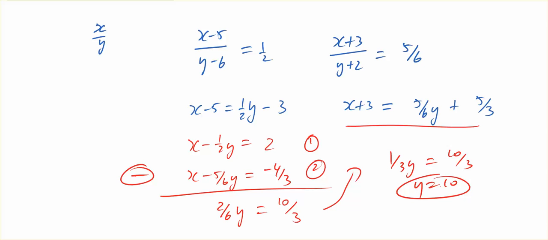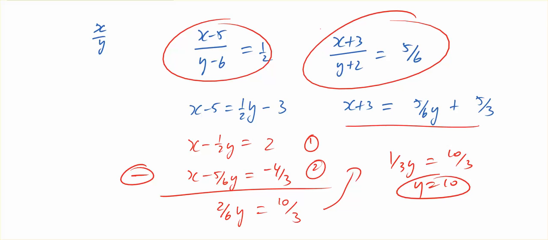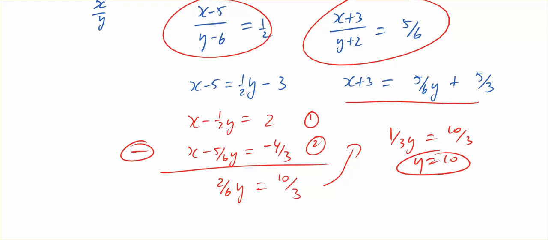Now, we want the solution for x as well. So to get the x solution, you just sub it back into either one of these equations. I'm going to choose the one with the plus signs because it's nicer. So you get x plus 2 over y plus 2, which is x plus 2 over 10 plus 2, is 12, equals 5 over 6. And then that becomes times 12 on both sides. So we get x plus 2 equals 10. So x equals 8. And there you have it.